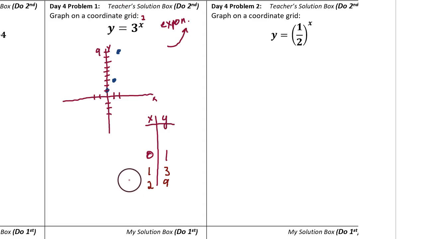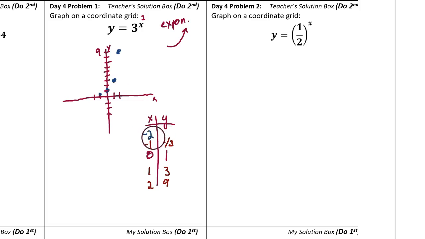Let's not ignore negative numbers, so use negative 1 for x. Y equals 3 to the negative 1 power. A negative power is a reciprocal, so this is 1 over 3. Left 1, up a third. 1/3 is not up to a height of 1. It's 1/3 of the way to the first mark.